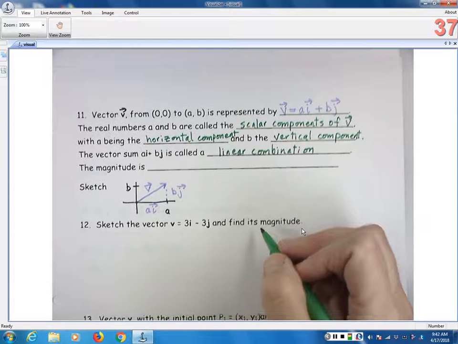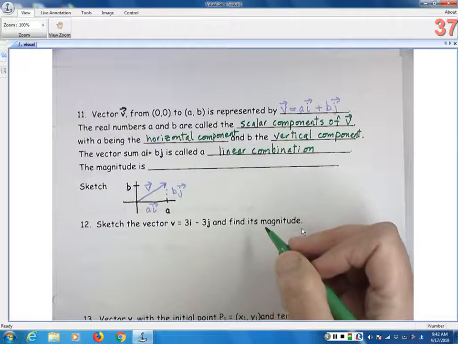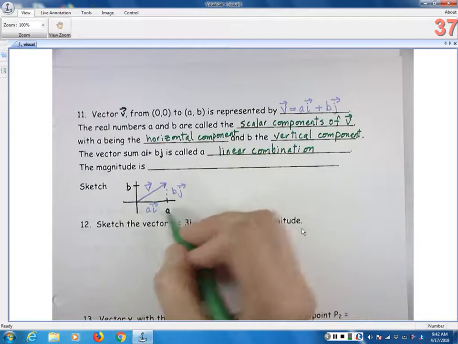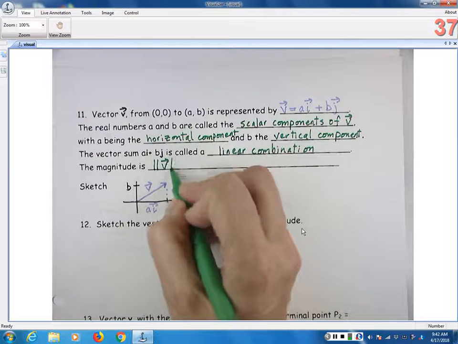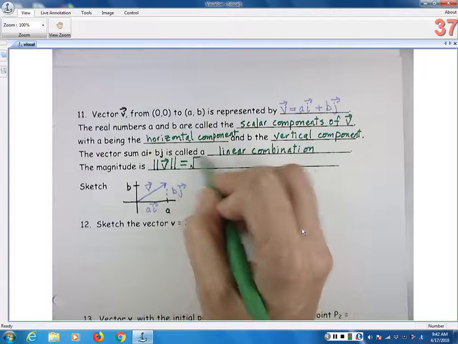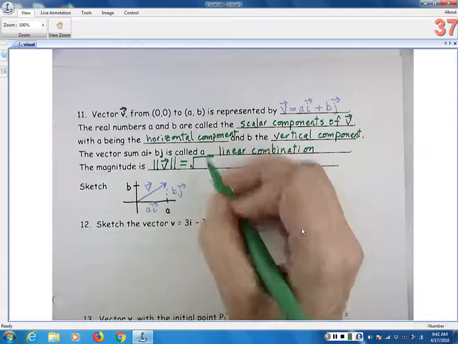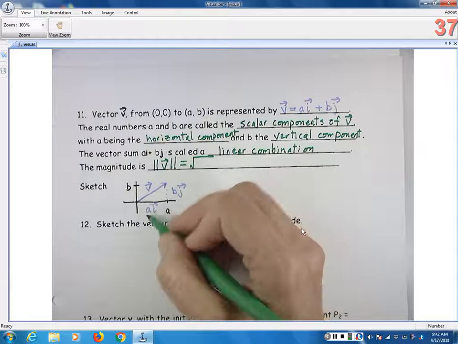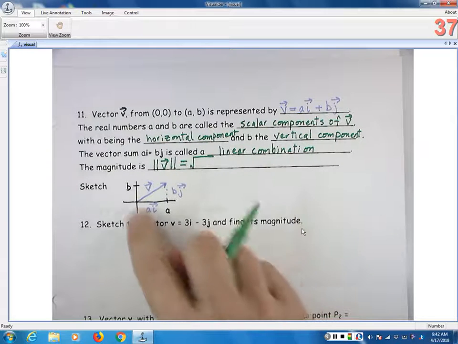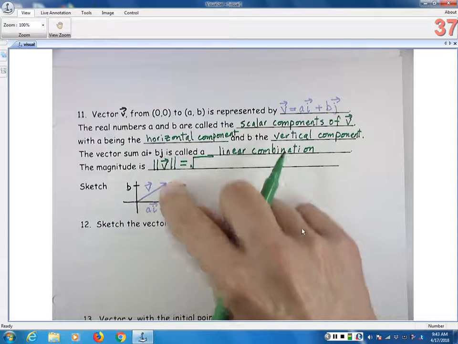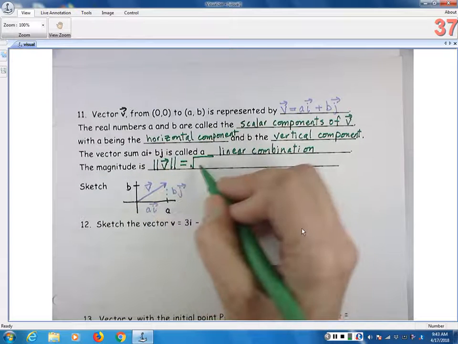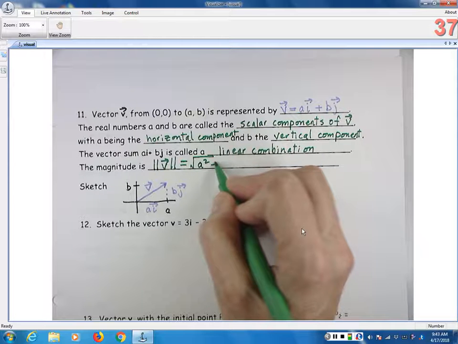And to find the magnitude of vector V, it's just the distance. The distance from here to here is A. The distance from here to here is B. It's the square root of the sum of the squares of the distances, by the Pythagorean theorem.